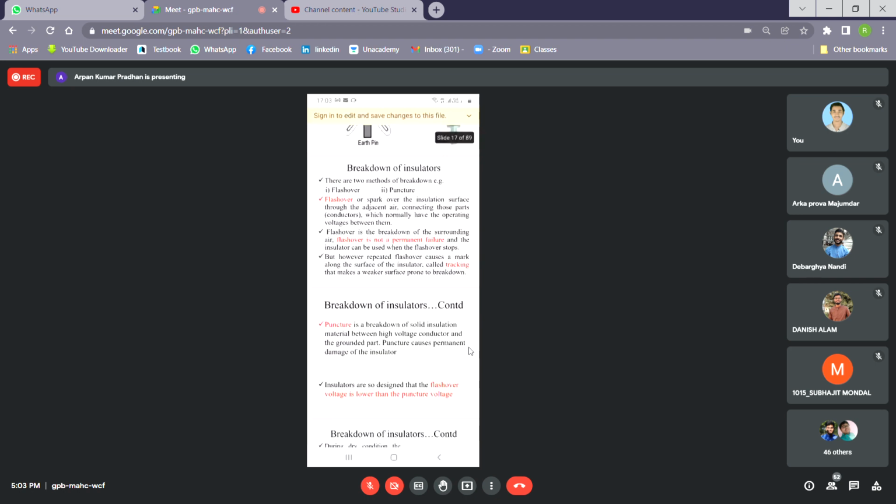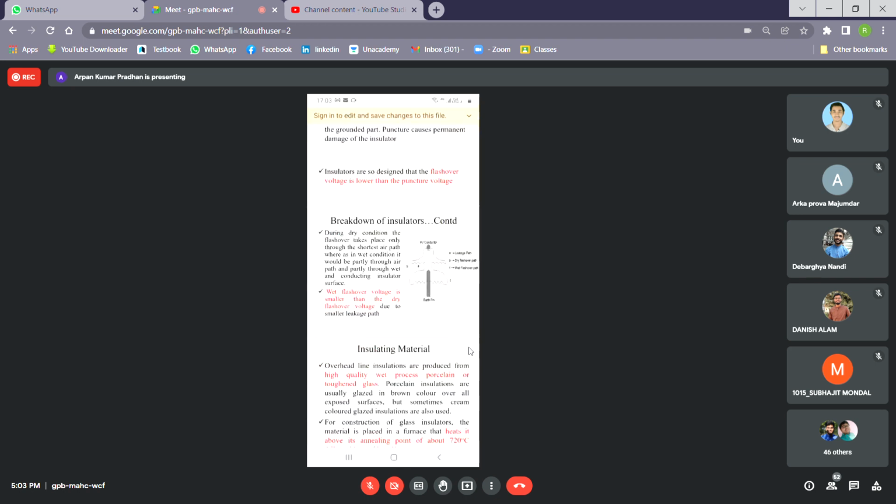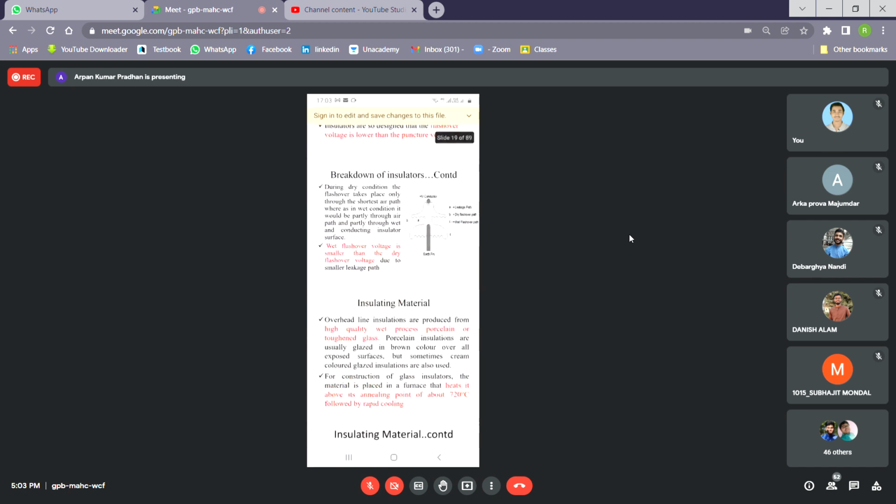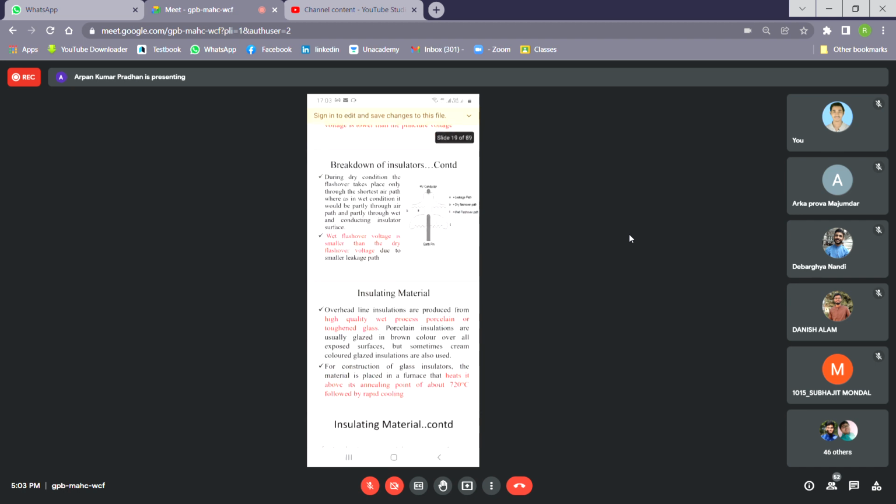Leakage current is the most important thing. Consider the insulators installed at an outdoor station. There might be rain. If water droplets deposit on the insulator surface, the leakage current increases. And as the magnitude of the leakage current increases, there is a high chance that flashover will occur through the surface of the insulator.